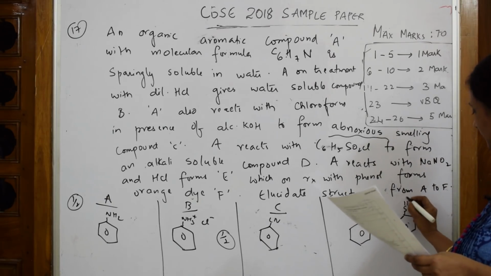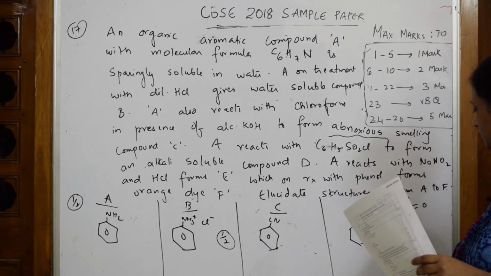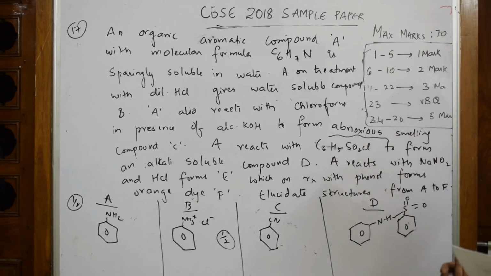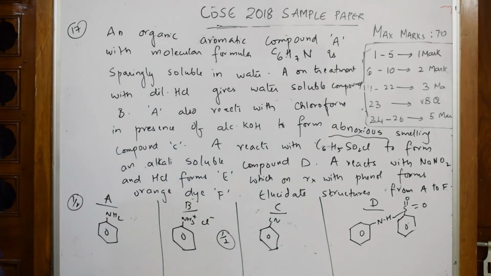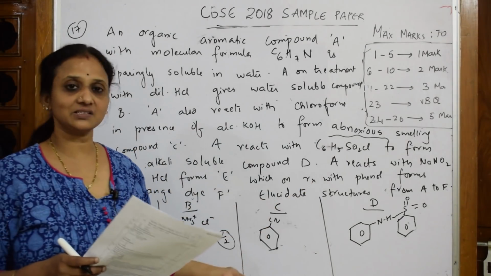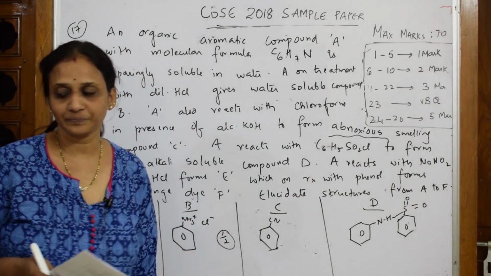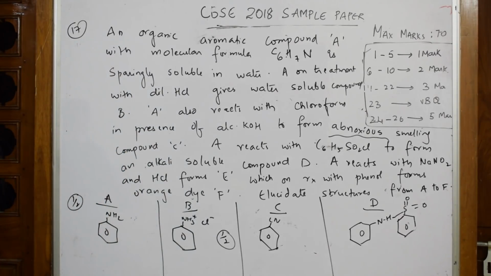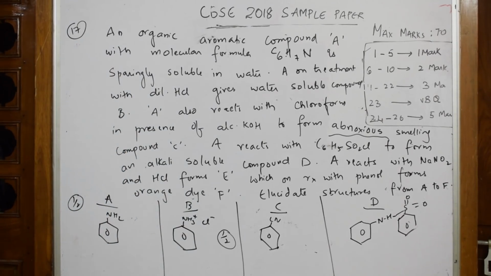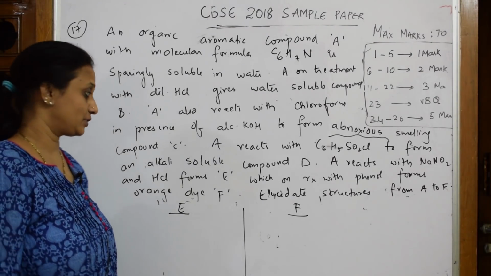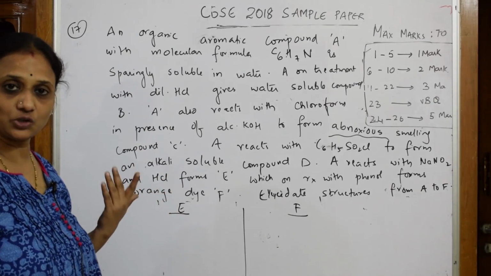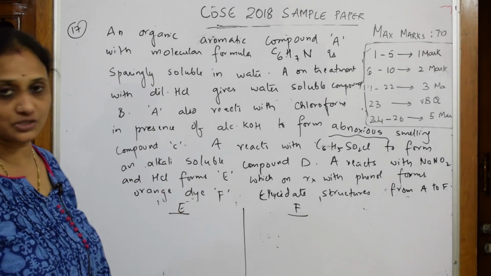I'm writing it directly, please check the reaction. I already did this reaction earlier also, so I've directly written it, but please practice the reaction with benzene sulfonyl chloride. Right, let's check compound E and F. Almost A, B, C, D are over. We got 2 marks. We need to write the last 2 parts.